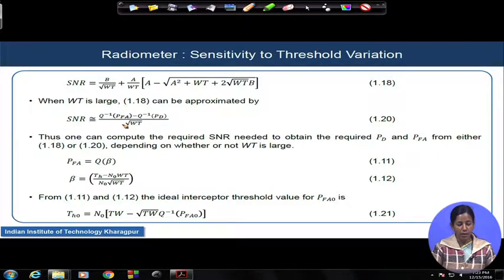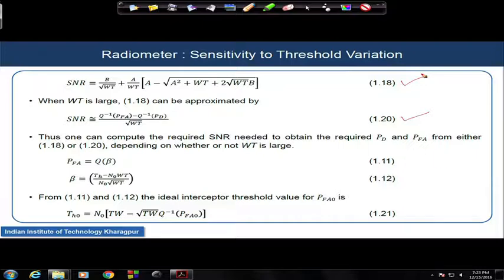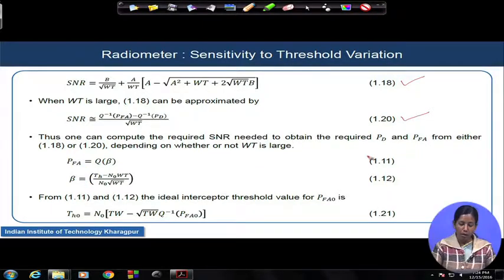So, one can compute the required SNR knowing whether WT is large or not that large. If WT is large, then equation 1.20 will be applied, and if it is not, then equation 1.18 will be applied, but you will need knowledge of the detection probability and false alarm probability. Once these two are done, we can go ahead with the false alarm probability and the beta values once again, for the large condition as well as for the minimal condition.